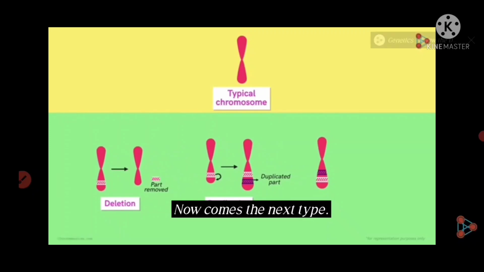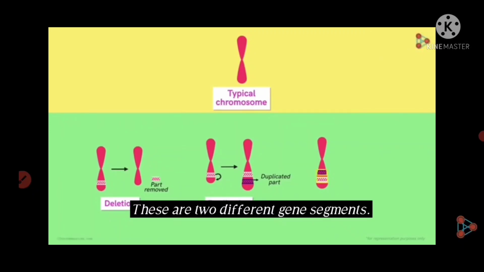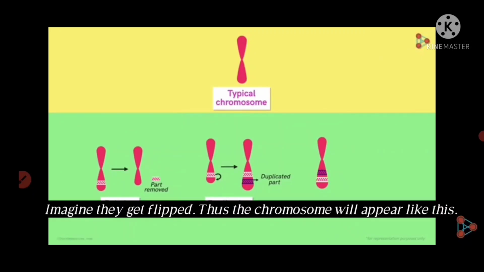Now comes the next type. These are two different gene segments. Imagine they get flipped. Thus, the chromosome will appear like this.